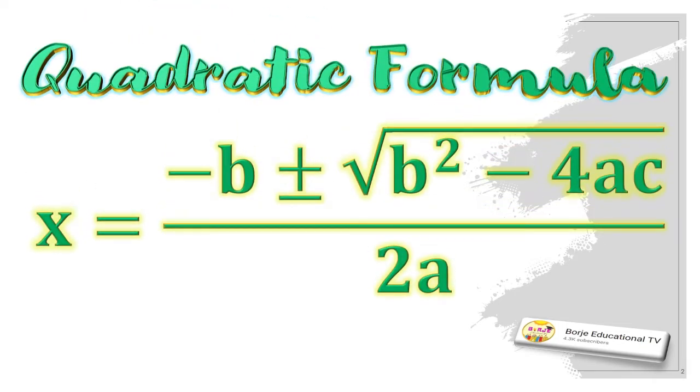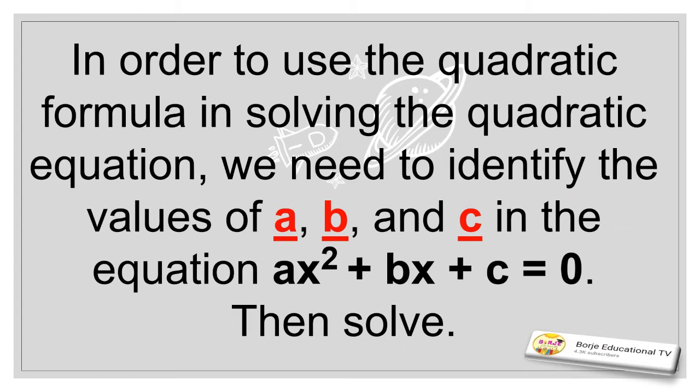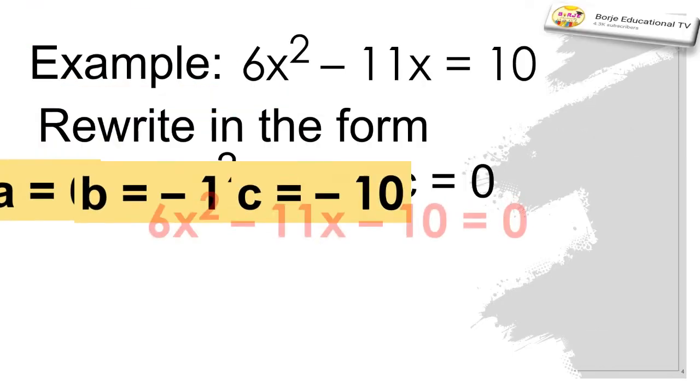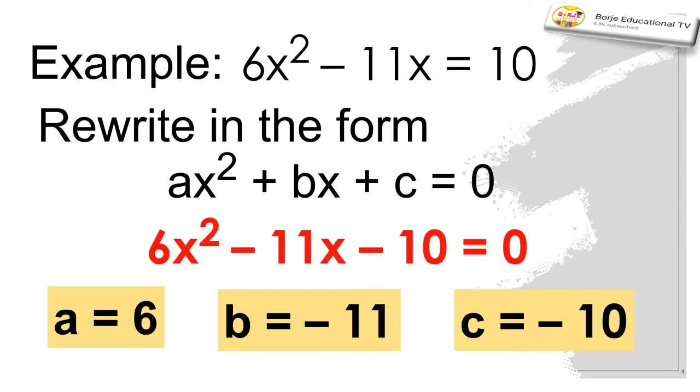The quadratic formula: x is equal to negative b, positive and negative, the square root of b squared minus 4ac, all over 2a. In order to use the quadratic formula in solving the quadratic equation, we need to identify the values of a, b, and c in the equation ax squared plus bx plus c is equal to 0, then solve. For example, we have 6x squared minus 11x is equal to 10.